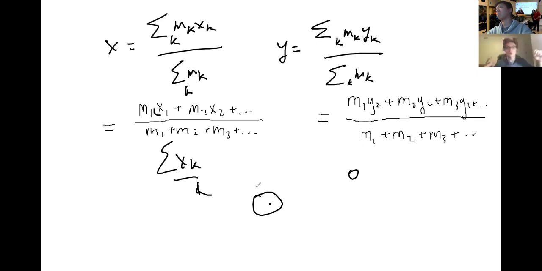And if you take more and more objects, calculating that center of mass gets more and more complicated. But fundamentally, you're taking a weighted average. This is what it is. Does that make sense to everybody now, what a weighted average is and why it's important?